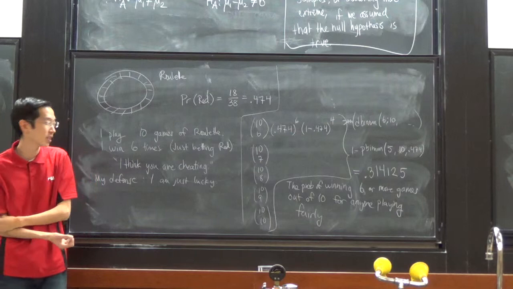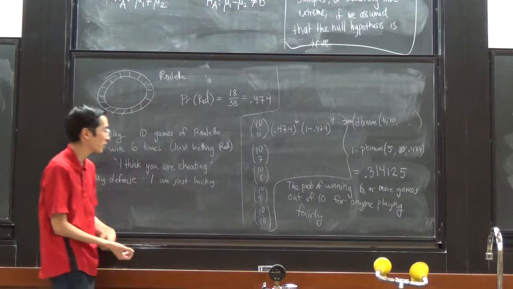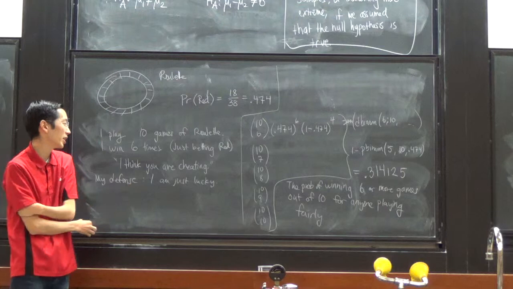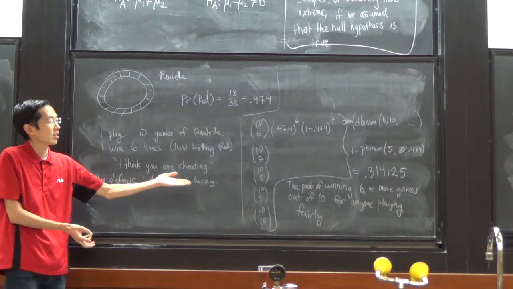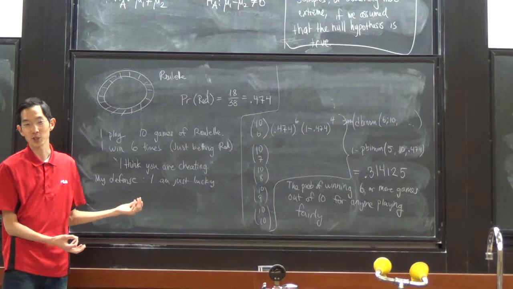Okay? So, because of that, 30% of people will win 6 games out of 10 or more, based purely on luck or pure chance, it would seem like it's not a good idea to accuse someone of cheating if they just won 6 games out of 10. Does that sound fair?